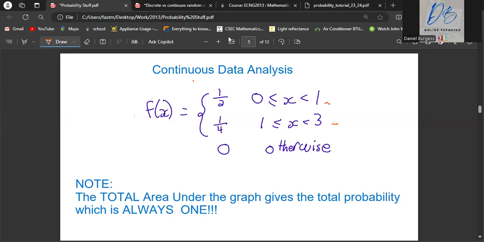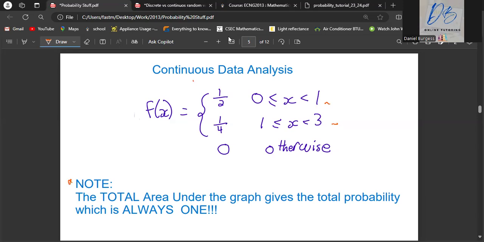So between 0 and 1 is a half, and between 1 and 3 is a quarter, right? And it is 0 otherwise. So compared to discrete, you notice in this one, there are values in between, right? So it's technically continuous, right? So it doesn't exist at discrete points anymore. It exists in between two. So it'll be continuous, right?